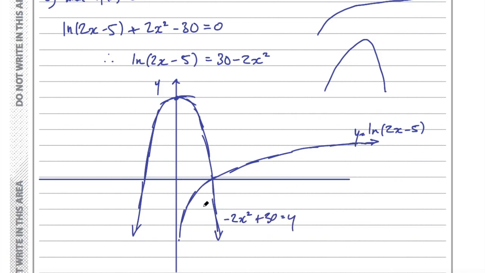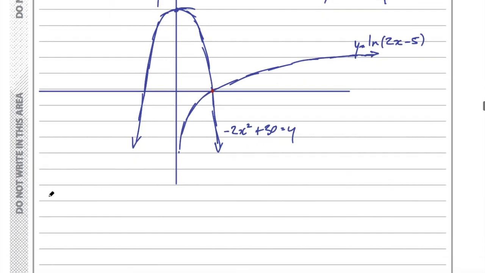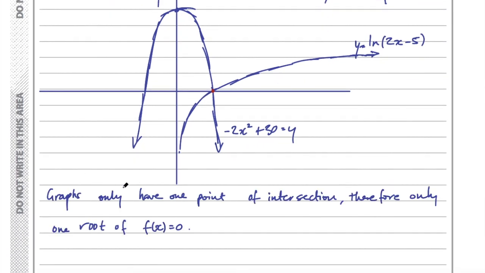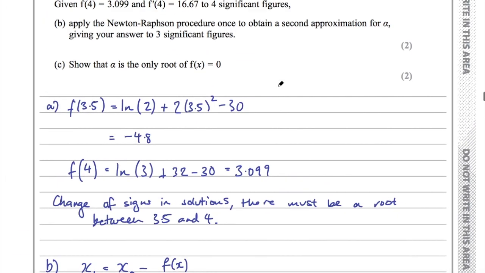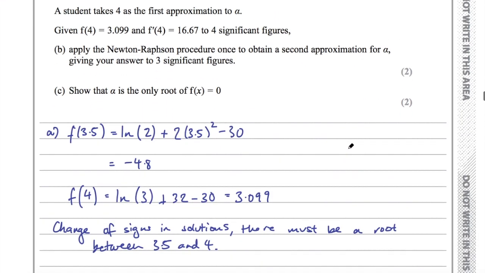And we can use those two facts, that the y-axis is the axis of symmetry of this quadratic and that the log function is always positive. We can say there must only be one intersection point. So we can say that graphs only have one point of intersection, therefore only one root of f of x equals 0. And so that question was 2 marks. So overall question 8 was for 6 marks.